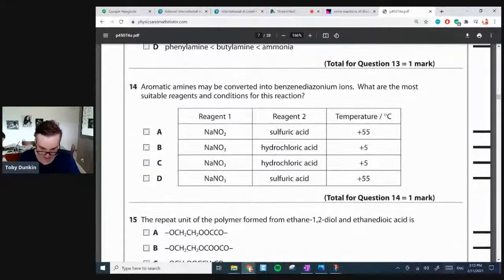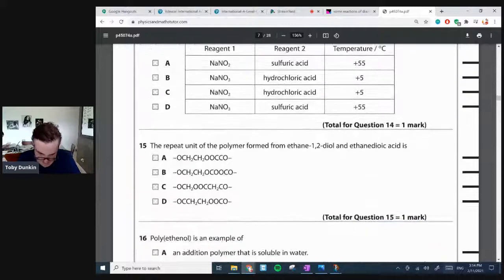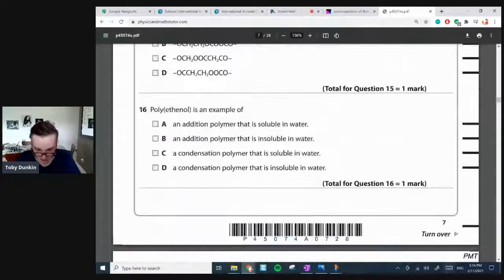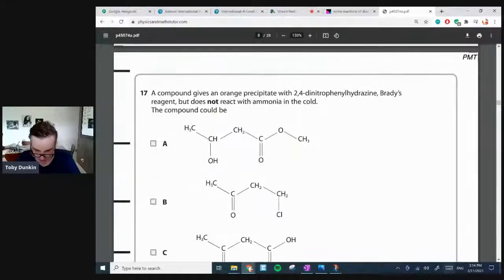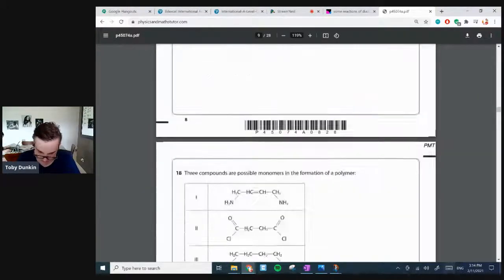Ah, the diazonium ion, there we go. It says the aromatic amine is converted into the diazonium ion; what is the most suitable reagents and conditions for this particular one? So it is C: sodium nitrite, hydrochloric acid, and 5 degrees Celsius. There's a polymer question and polyphenol, doing that in the next one. This compound gives a precipitate, that's carbonyl chemistry, so I'm going to skip that one.